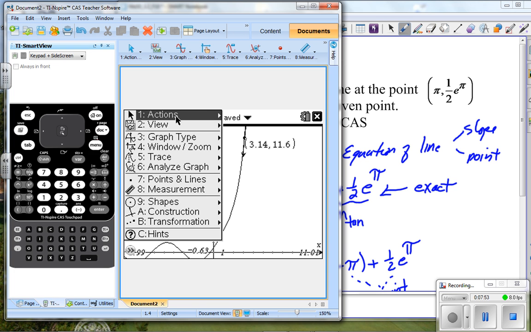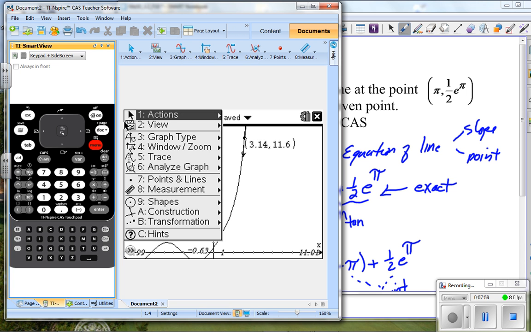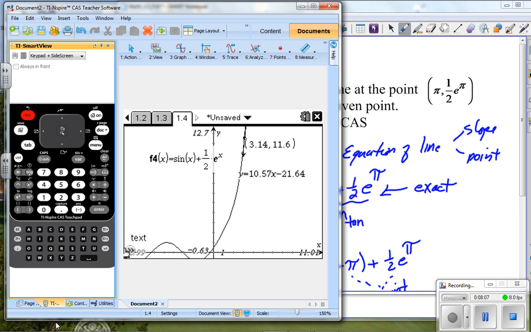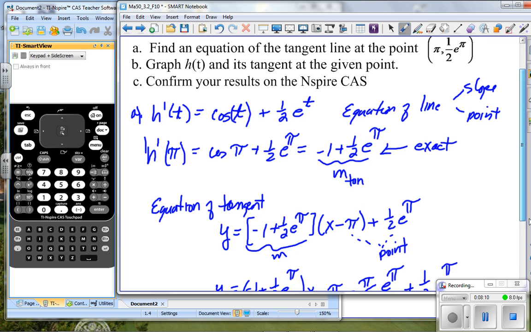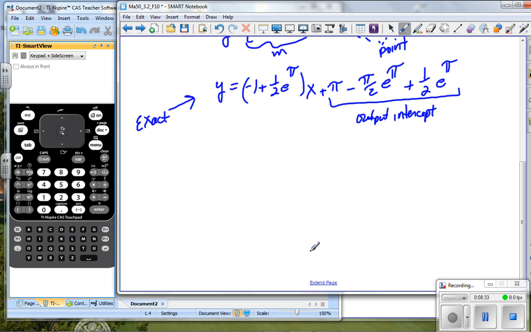So menu, actions, coordinates and equations, and let's just point. Let me try that again. Menu, actions, coordinates and equations, and point to that. And that's the equation that we come up with, which doesn't really help us much since we have all of this. So what we need to do is to now find the equation of the tangent in an approximate. And again, let me write this down. This is an exact answer. But in order to check our work, we need to find an approximate answer.